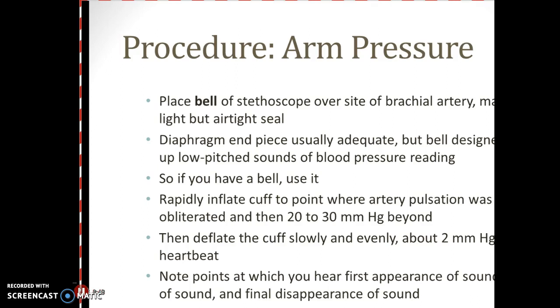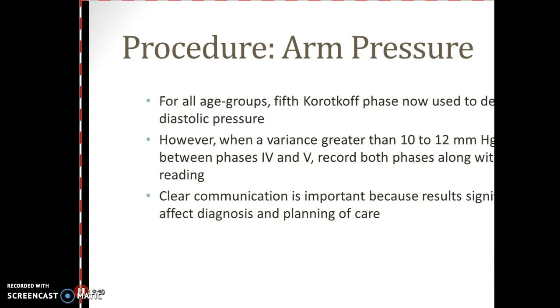We're going to be listening to the first Korotkoff sound and the last Korotkoff sound. If that last sound goes all the way down to the bottom, then we're also going to be listening for this muffling and give them a 3-number blood pressure. So it'll be the 1st, the 4th, and the 5th. So for all age ranges, this 5th number is what we're going to be using for a blood pressure. Sometimes we used to use just the muffling. Clear communication is really important so that we can tell that person that we've heard the sound all the way to the end, and that's why we're having this 3rd sound.